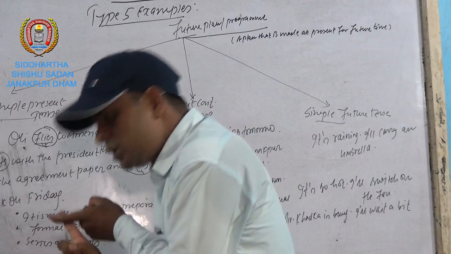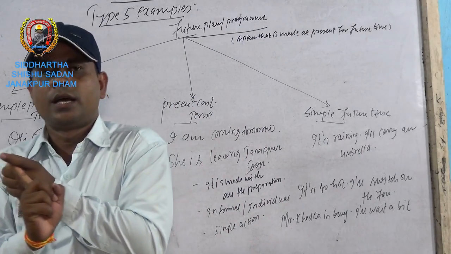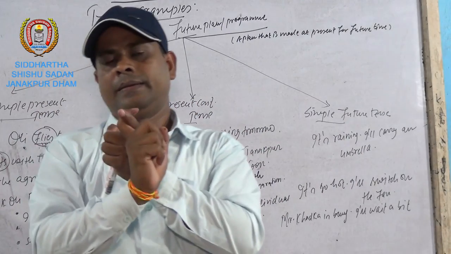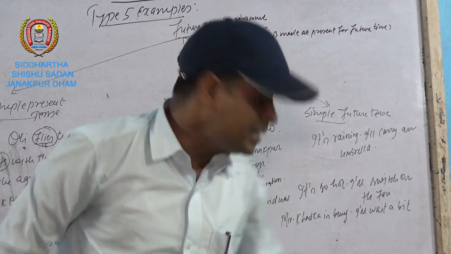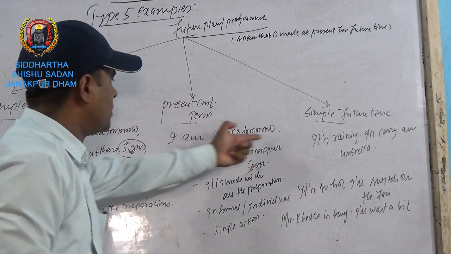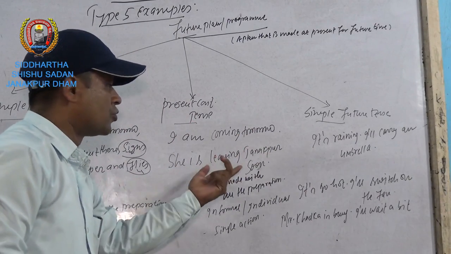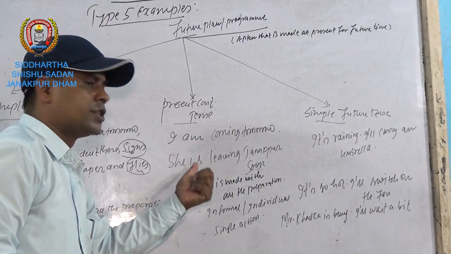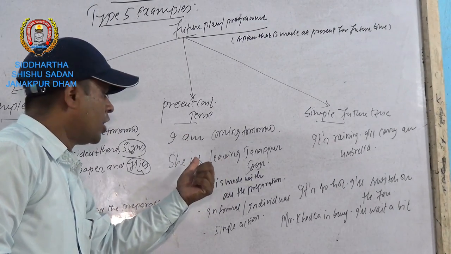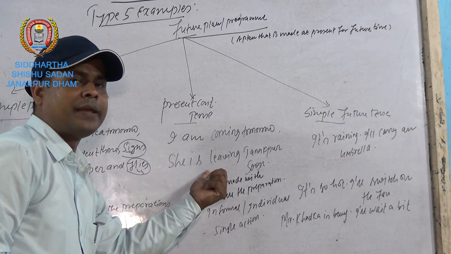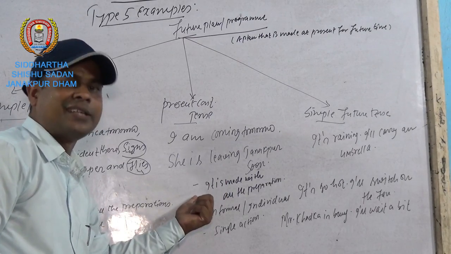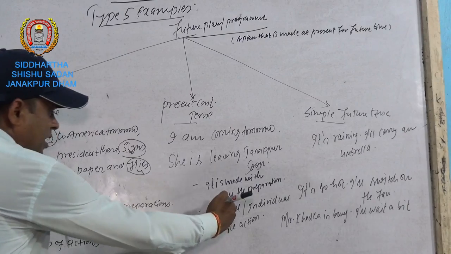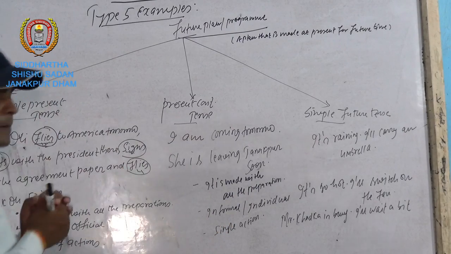Yes, dear students, if the plan is made with all the preparations, but it's a single action and informal plan, then we use present continuous tense. See, I am coming tomorrow. She is leaving Janakpur. They are single actions there. It's an informal, individual plan. But preparations are there. So that's the basic difference between these two here.